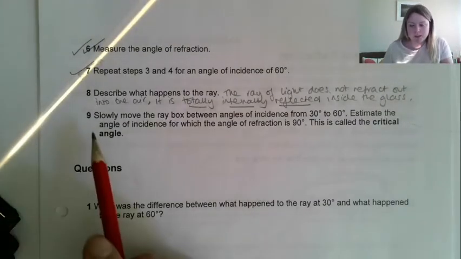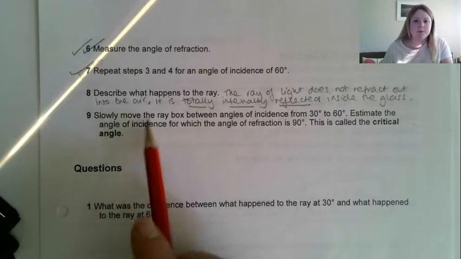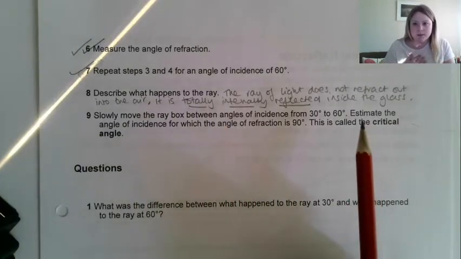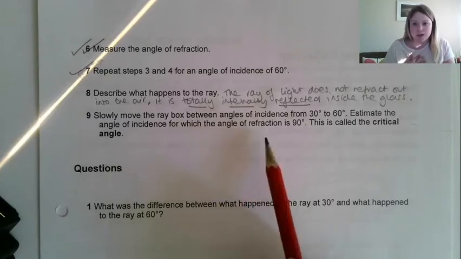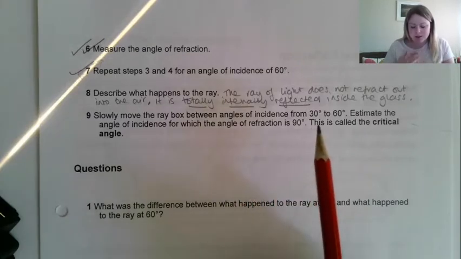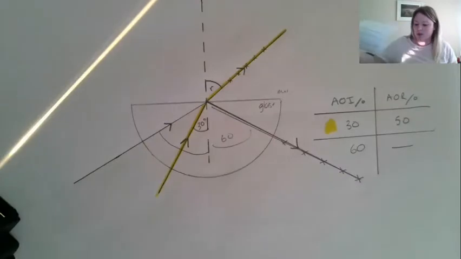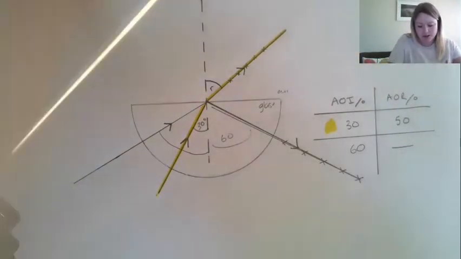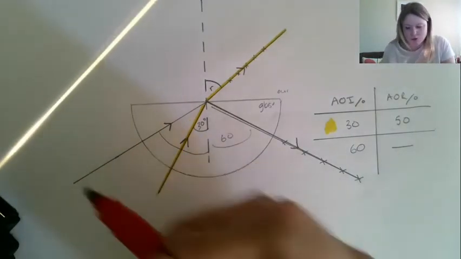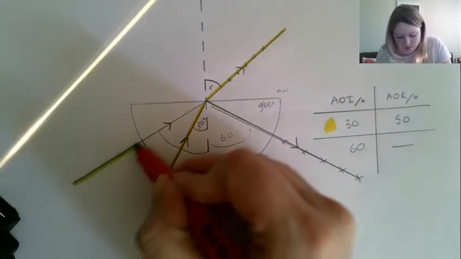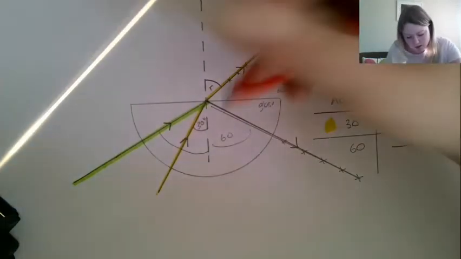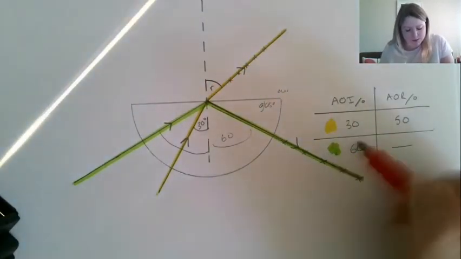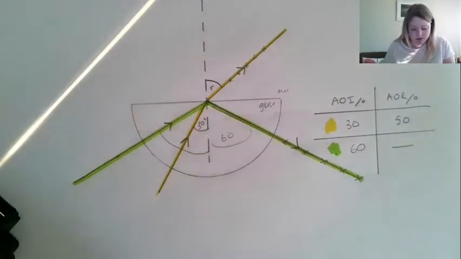Now, point 9 in this, slowly move the ray box between angles of incidence of 30 and 60 degrees. Estimate the angle of incidence for which the angle of refraction is 90 degrees. This is called the critical angle. So I'm going to put my glass block on. Oh wait, before I do that, I just want to mark these on, because do you remember I said there's lines everywhere here? And I don't want to get all messed up. So the yellow one was the 30, the green one is the 60.